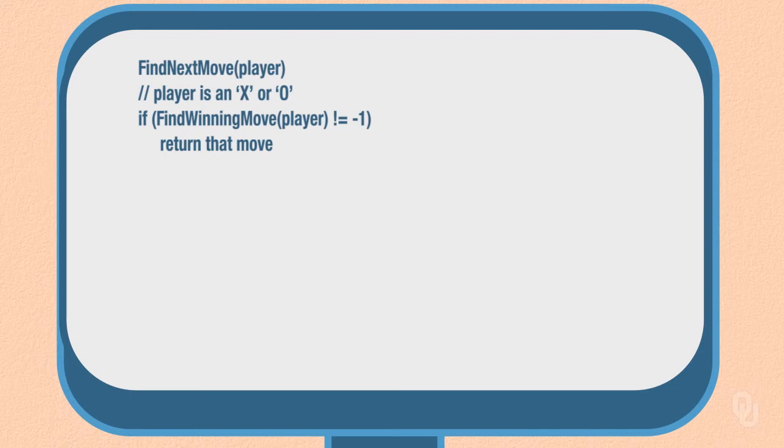The next rule was, can your opponent win? Well, we better check that too. So the way we do that is just to check if find winning move on your opponent, that is the player that is not you, is not equal to -1, then you want to return that move and block your opponent.